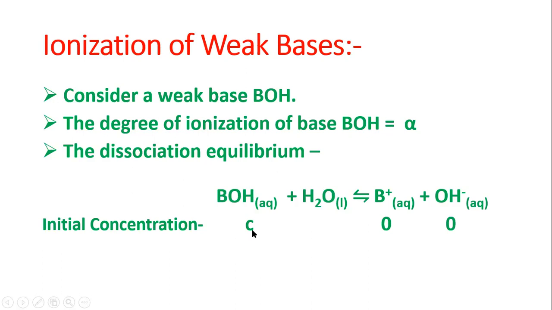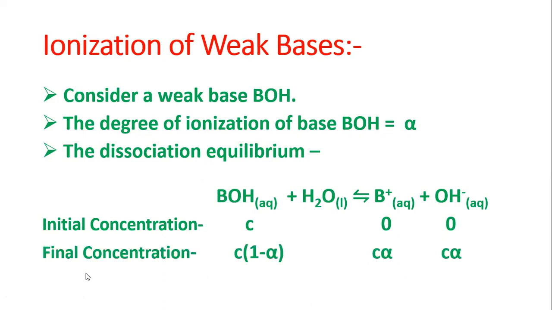In the beginning, at the very start, when you just add BOH to water, you will see that there is no dissociation, hence the concentrations of B plus and OH minus will be zero. After some time, after the equilibrium is established, the final concentration of BOH will be C1 minus alpha. That is, the concentration at equilibrium for the undissociated BOH base will be C1 minus alpha.